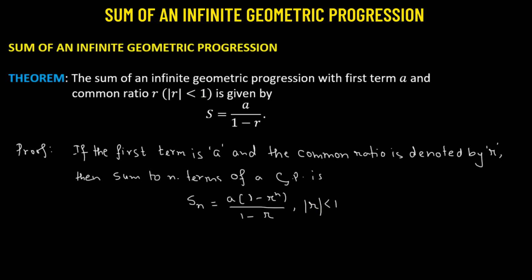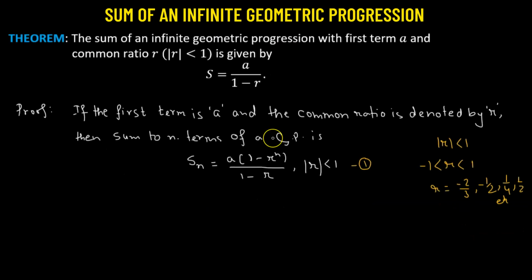So what does absolute value of r less than 1 mean? It means that the common ratio must lie between two values, -1 and +1. So in a sense, r could take fractional values, for example, -2/3, -1/2, +1/4, +1/2, etc. Then we know that the sum to n terms is given by this particular formula.